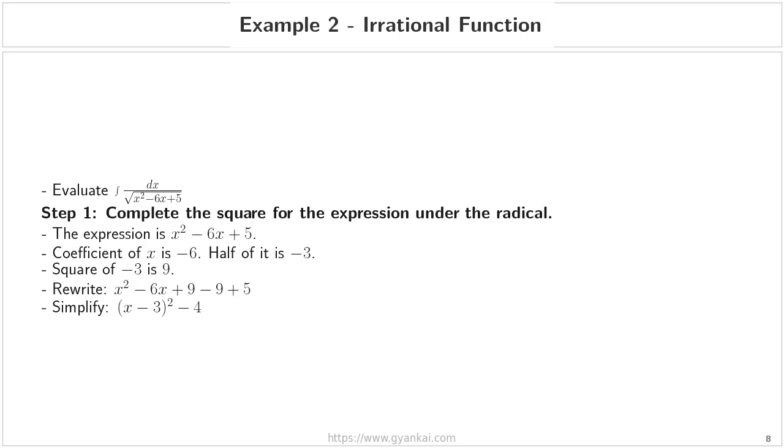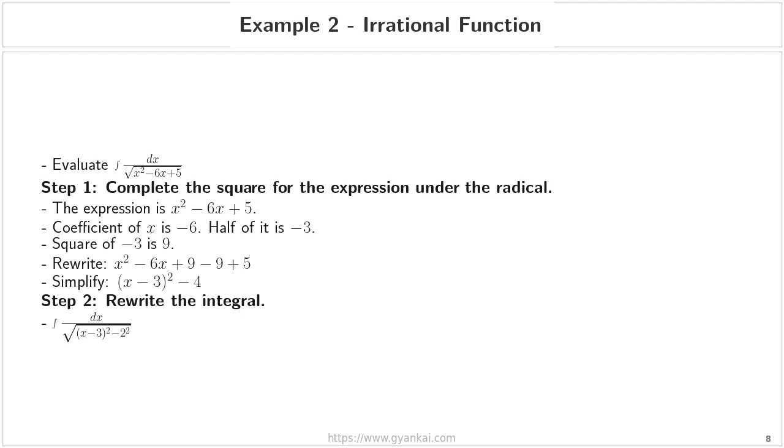So we rewrite the expression as x squared minus 6x plus 9, and then subtract 9 to balance things out, and add the original constant 5. This gives us x squared minus 6x plus 9, minus 9 plus 5. Simplifying this, we get (x minus 3) squared, minus 4. This is now in the form we want, a perfect square minus a constant.